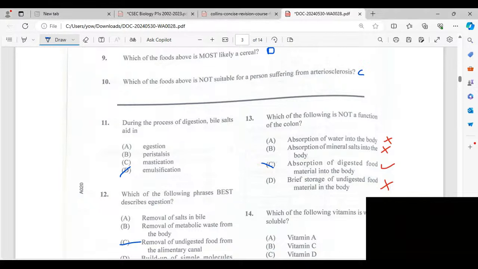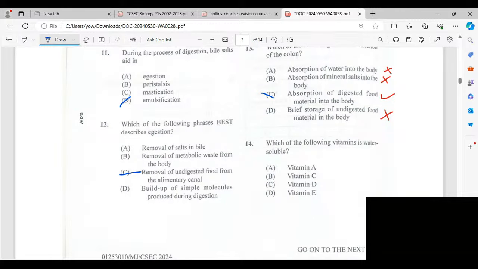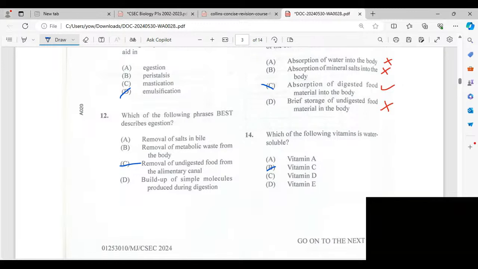Moving on. 14. Which of the following vitamins are water soluble? B and C are water soluble, and ADEK are fat soluble, so therefore C is water soluble, so 14 is B.